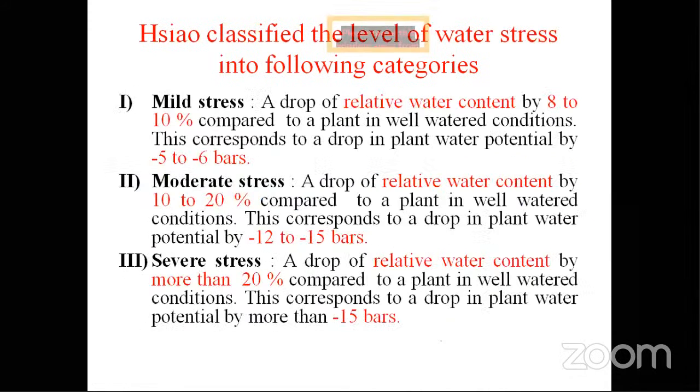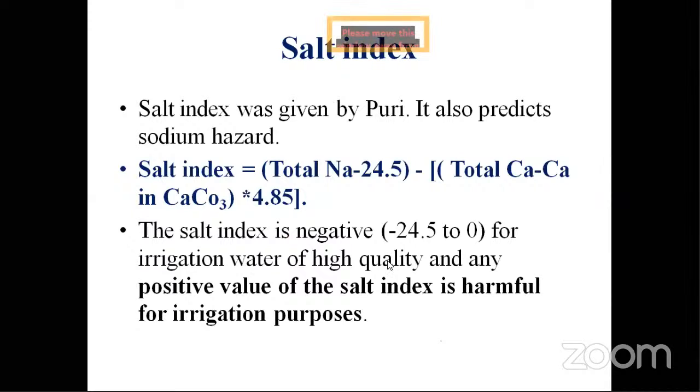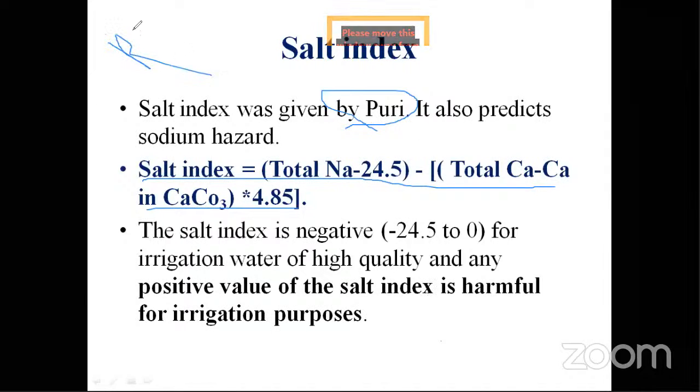Next one is salt index. Salt index is related to the quality of irrigation water. It was given by scientist Puri. It is also used to predict sodium hazard. And quality of irrigation water is defined by many concepts like residual sodium carbonate. We already know about electrical conductivity and residual sodium carbonate. This is a very important concept.